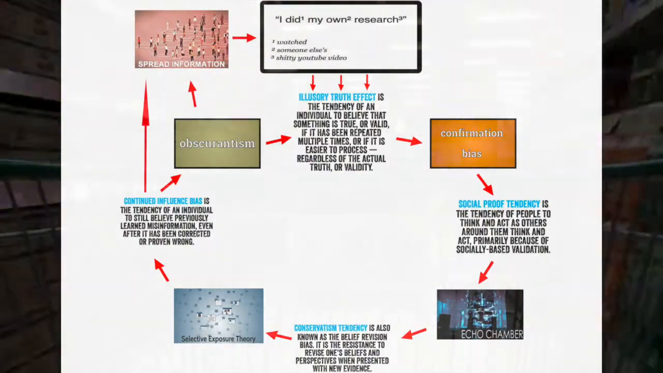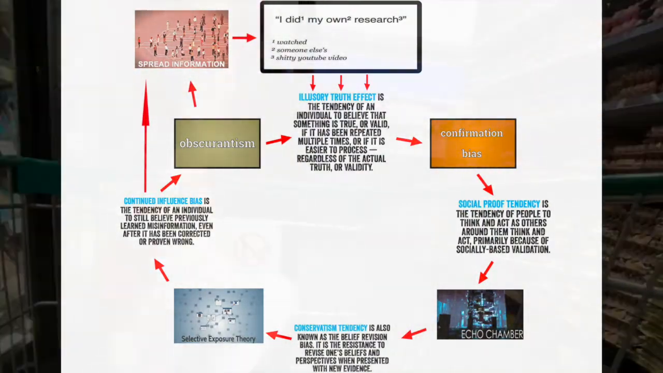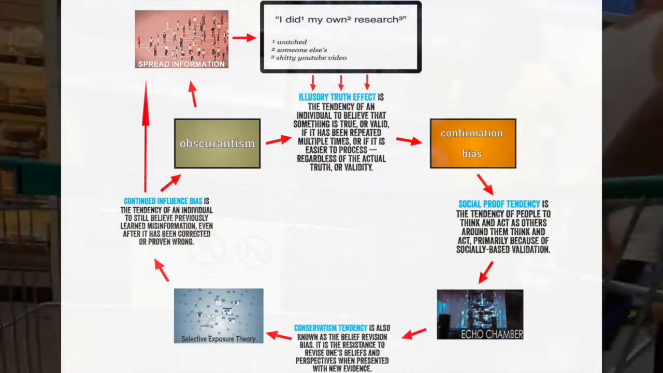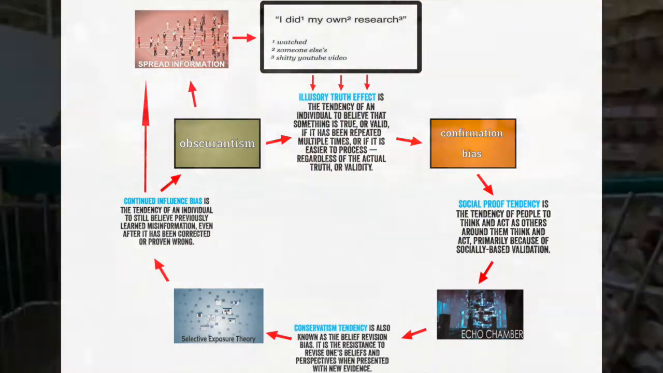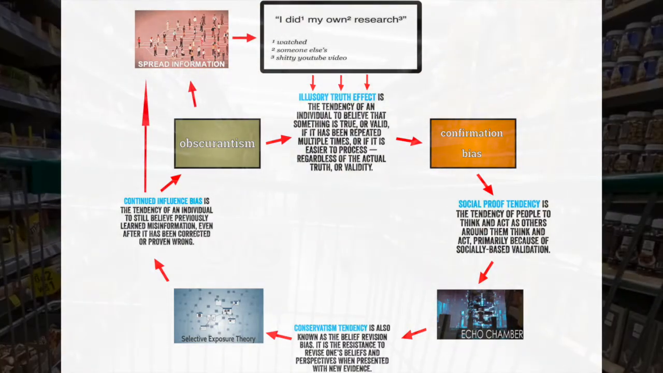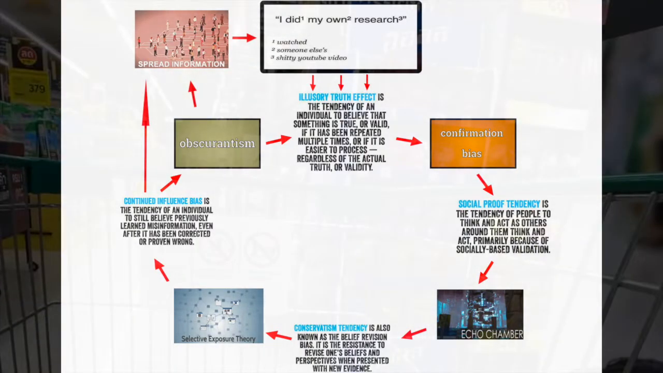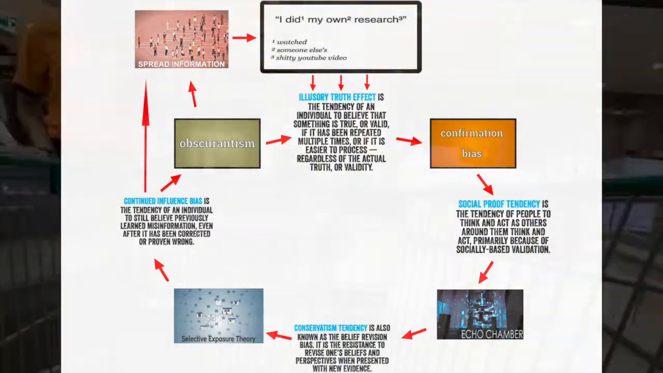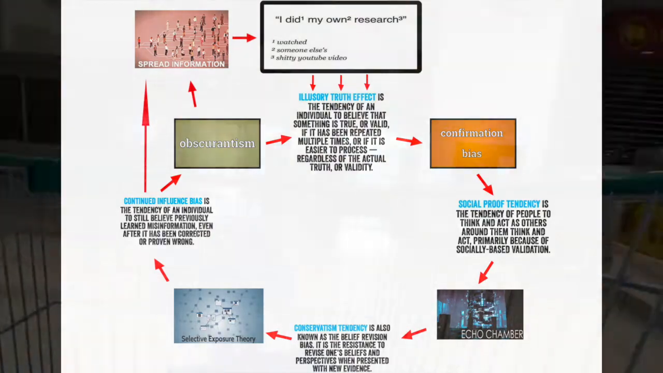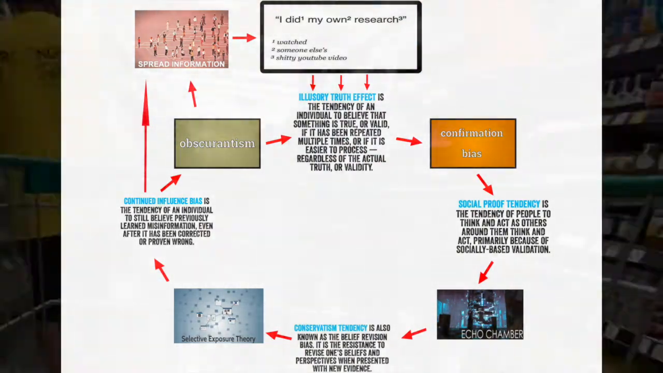The Dunning-Kruger effect is part of the illusionary truth effect regime. It's a tendency of an individual to believe something, whether it's true or valid, if it has been repeated multiple times, or if it's just easier to process, regardless of whether it's true. These people will then move on to creating a confirmation bias around themselves, from which they can spread their information and build up a bigger group of people.